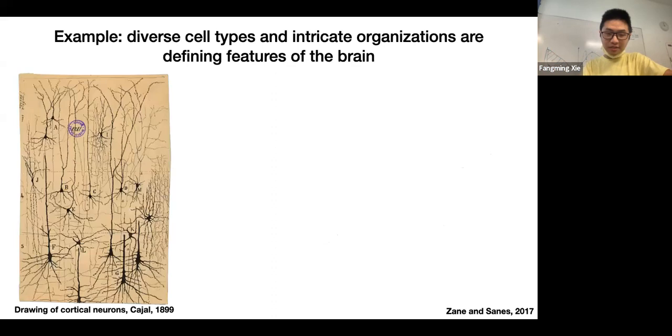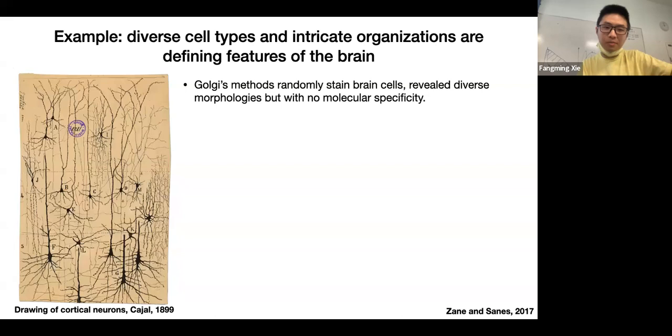Here's an example from the neuroscience community. Early on in the last century, the founder of modern neuroscience, Cajal, saw for the first time under his microscope, using a then very advanced technology, Golgi staining, which randomly stains brain cells in their entirety so you can reveal the shapes and structures of individual neurons quite clearly, as shown in this picture, but without molecular specificity. It's just silver, it just stained morphology.